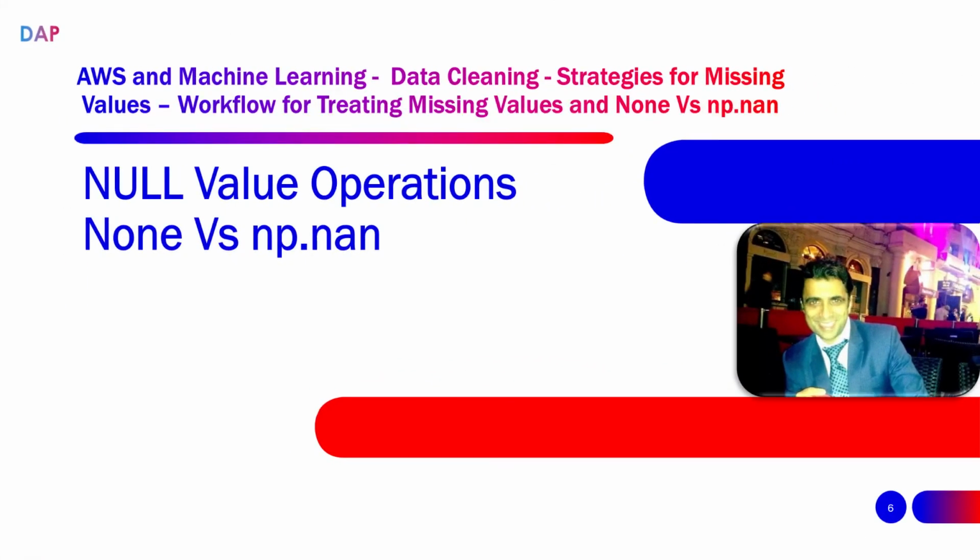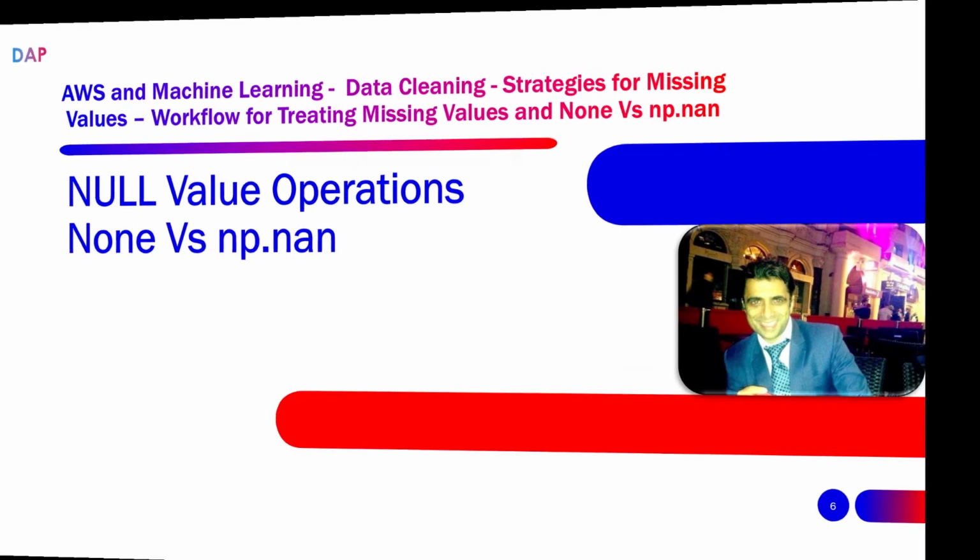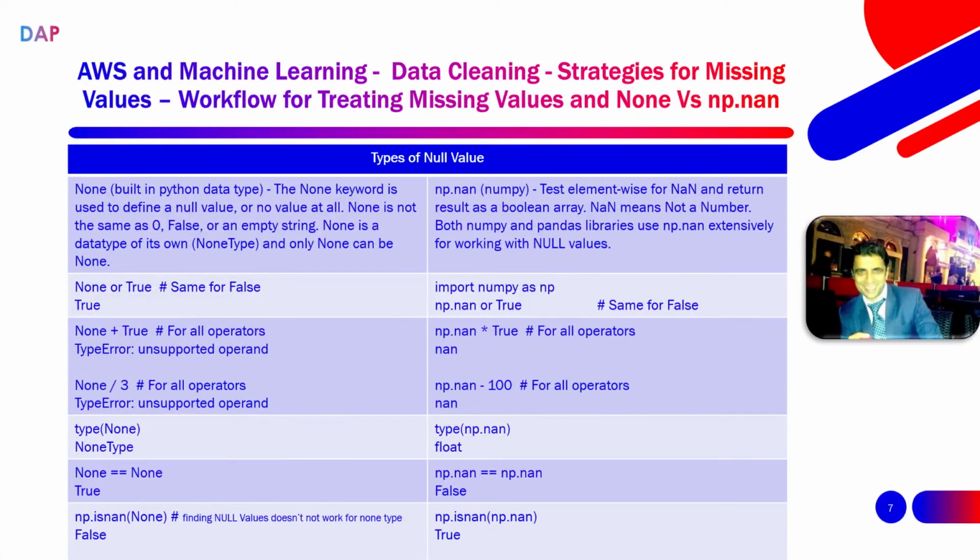Now, the second thing is null value operations. Let's compare NaN with np.nan. What is NaN? It's a built-in Python data type. The NaN keyword is used to define a null value or no value at all. NaN is not the same as zero, false, or an empty string. NaN is a data type of its own, the NaN type, and only NaN can be NaN.